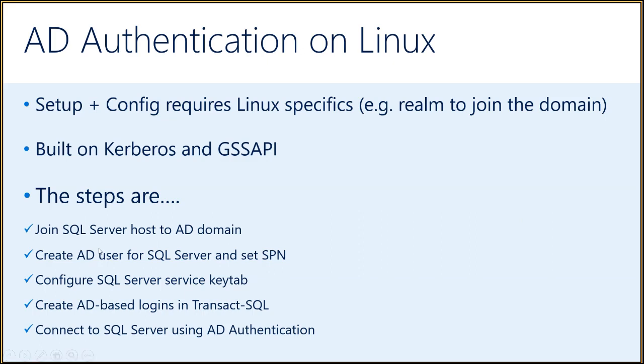Look at these steps. You'll take steps on Linux to join a SQL Server host to an Active Directory domain. In your Active Directory, you're going to create a user for SQL Server and a service principal name. Then you're going to configure something called KeyTab on Linux. And then it's all SQL-based at this point, right? You're going to create new logins through Transact SQL for your Active Directory users, and then you start connecting.